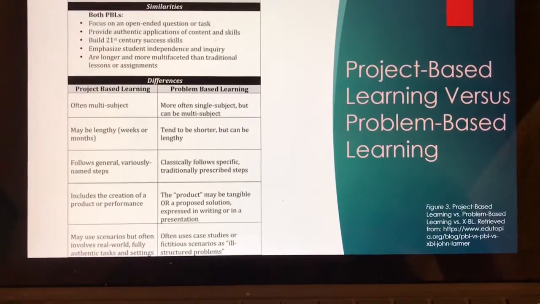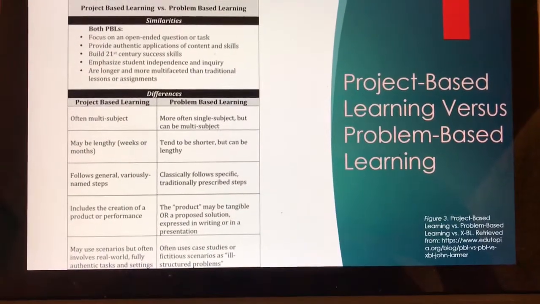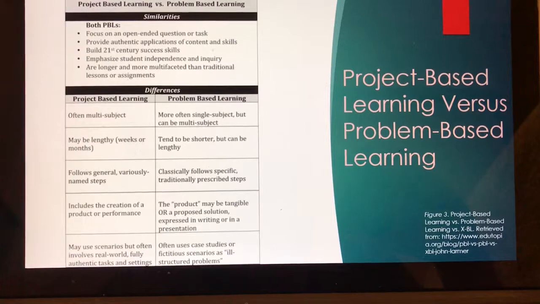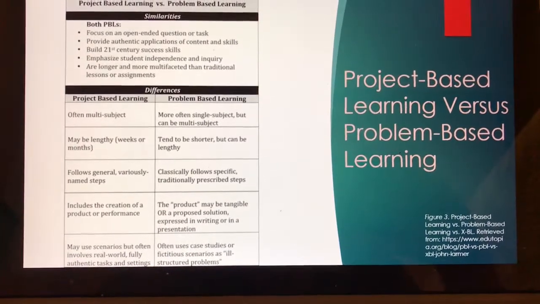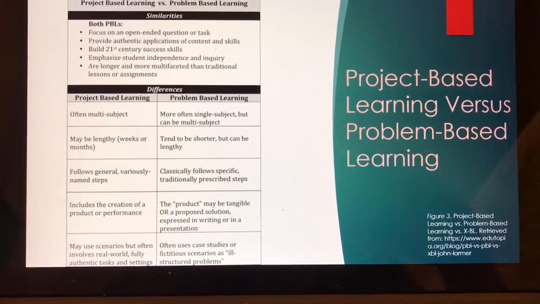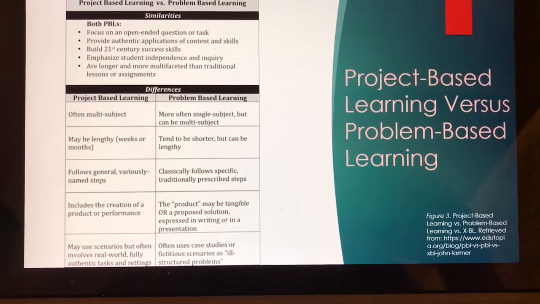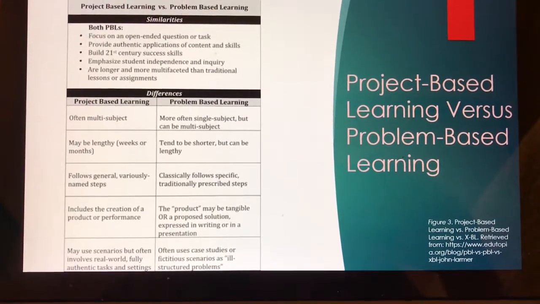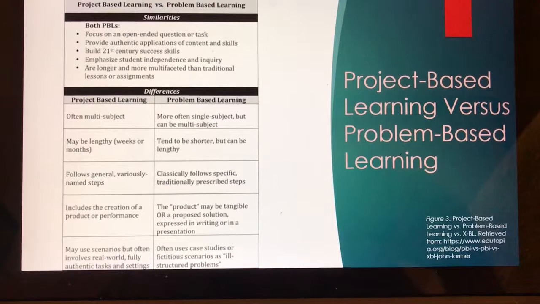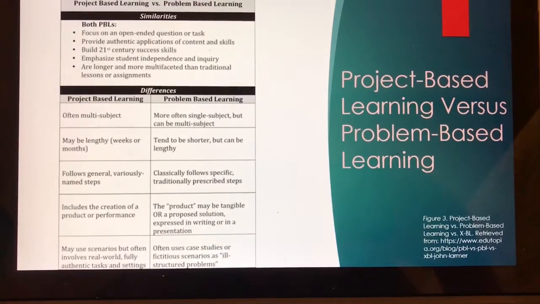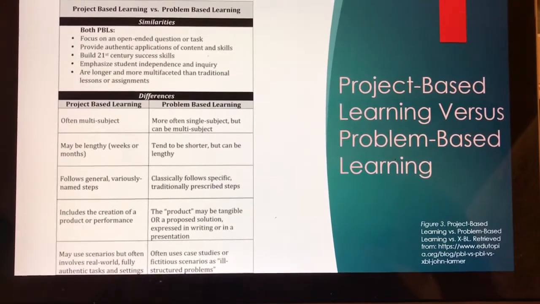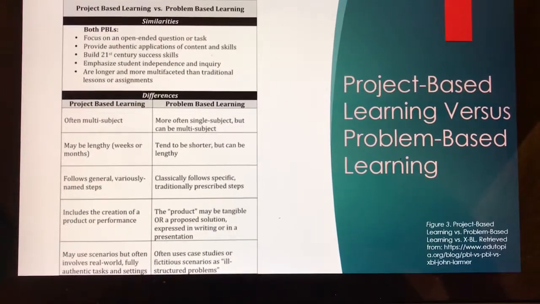Now, there are a few differences. If you look over to the left, project-based learning often includes different multidisciplinary approaches by including multi-subject areas. It could last for weeks or even months, and there are usually steps involved that the teacher will assist students with.